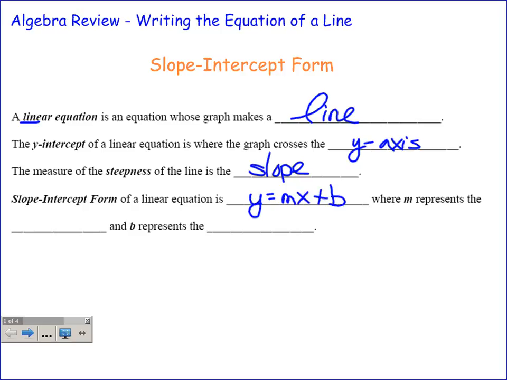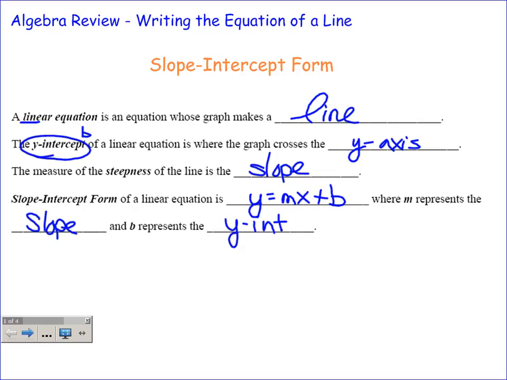I'm glad you guys remember this. This is good. Where m represents the slope and b represents the y-intercept. Yeah, we just talked about these words, so we should be good. So we have a line with the y-intercept right here, which is also b, is where it intersects the y-axis. Measure of the steepness is the slope.